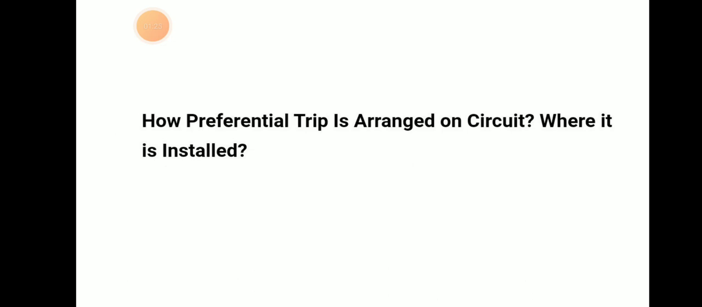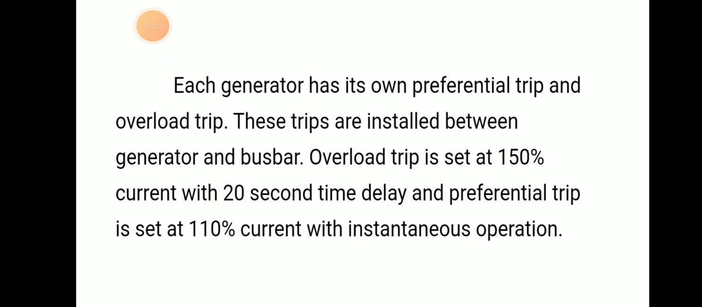So how is preferential trip arranged in a circuit and where can it be installed? Let's see. Each generator has its own preferential trip and overload trip. These are installed between the generator and the bus bar. The overload trip is set at 150% current and 20 second time delay. If the current overload reaches 150%, then within a 20 second time delay the overload trip will get activated. And the preferential trip is set at 110% current with instantaneous operation. If the overload happens above 110%, then the preferential trip will get activated instantaneously.